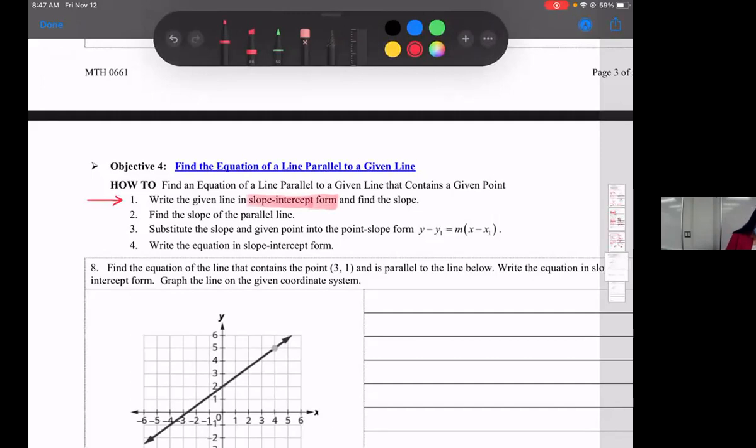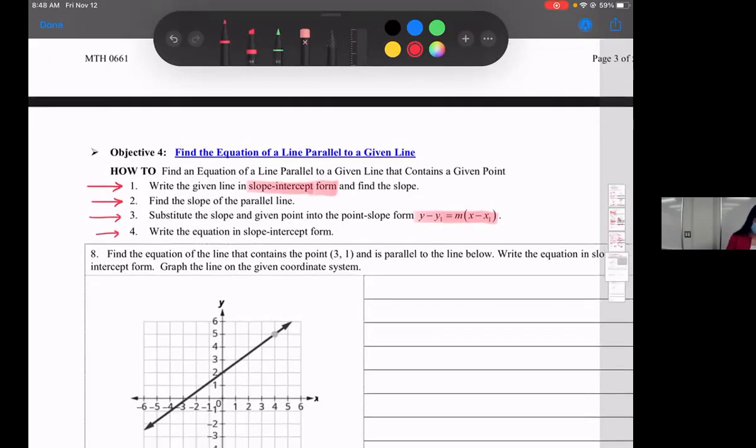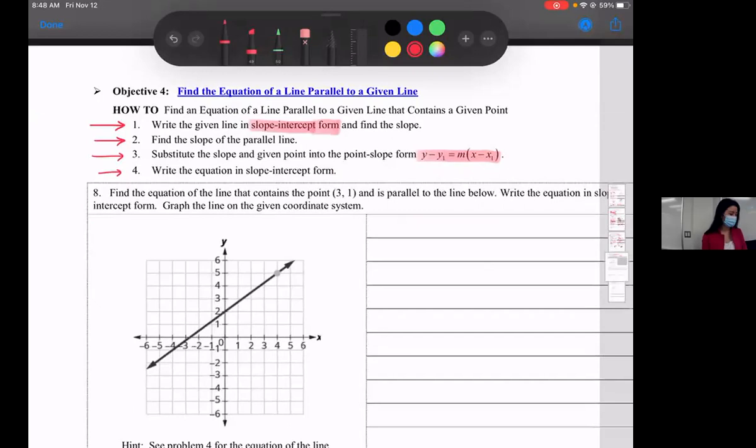Second step, find the slope of the parallel line. I just mentioned that. Then substitute the slope and a given point into the point-slope form. Again, you're going to use that equation a lot. And then write the equation in slope-intercept form. Basically, you simplify it. Okay, let's do problem A.